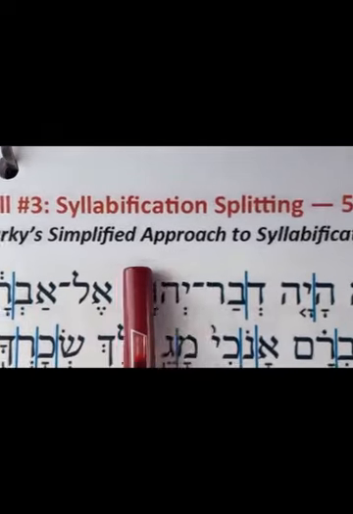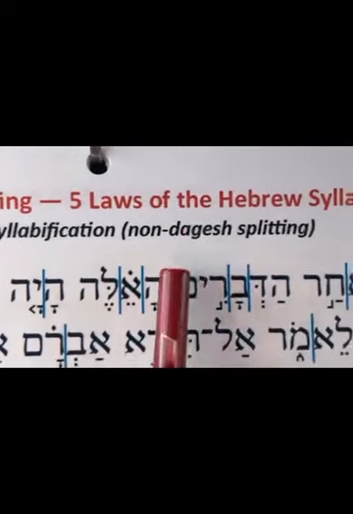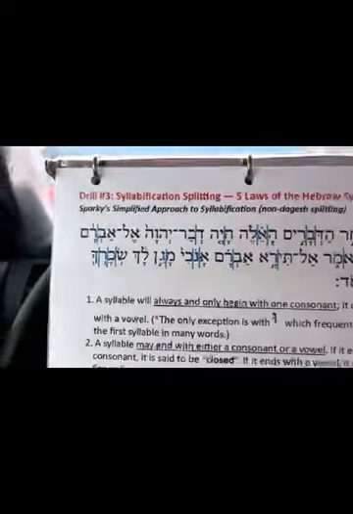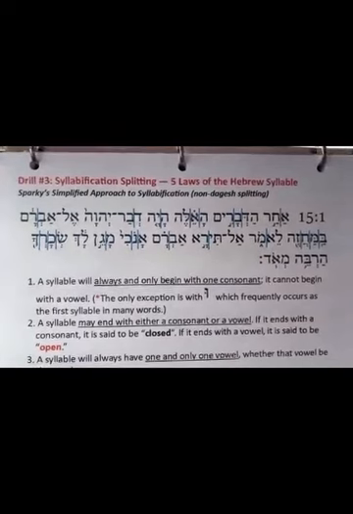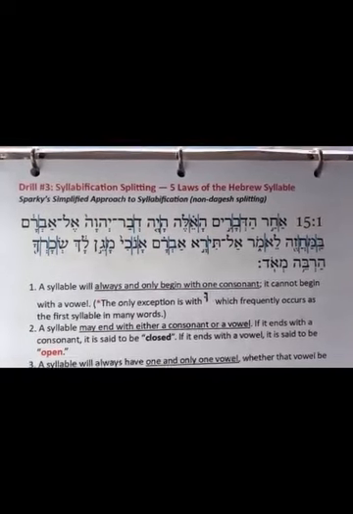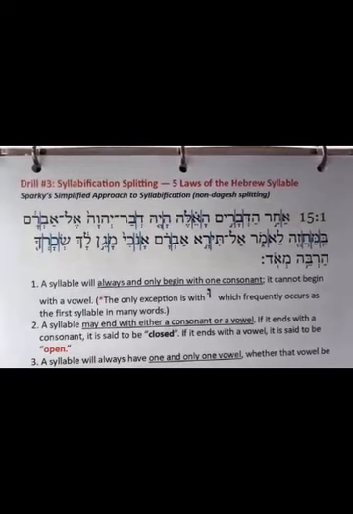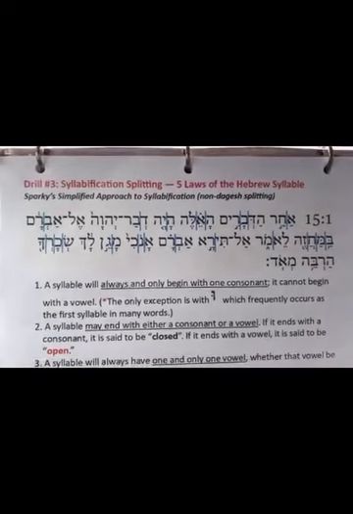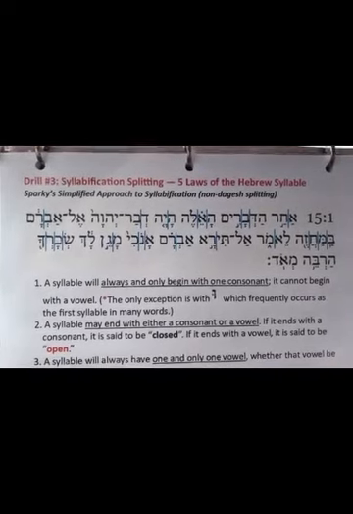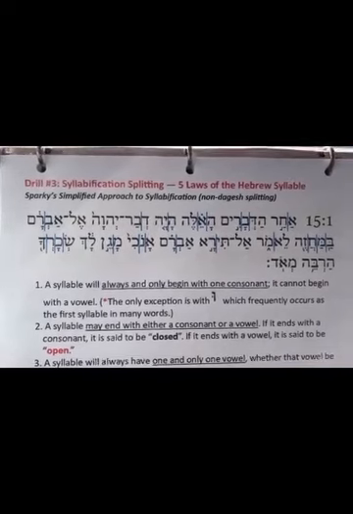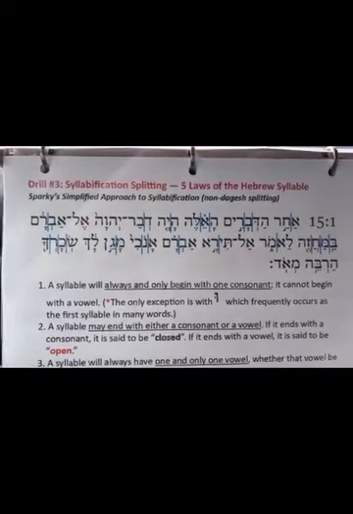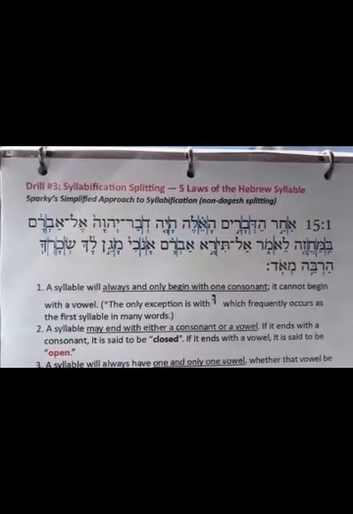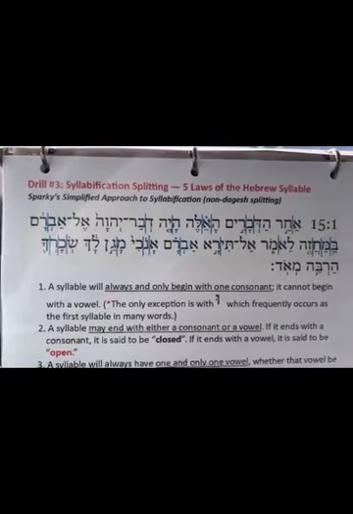All right, got to jump into the actual lesson here. I am calling this Sparky's simplified approach to syllabification, non-dagesh splitting. It can be very confusing to new Hebrew students to explain syllabification because the dagesh can really cause things to get complicated. Dagesh is a little dot that appears in the belly of some of the letters. For some letters, it can in fact double the letter. Even though you're looking at a single letter, it's really a letter superimposed over another letter. That's really confusing because it messes with how things are divided up in terms of syllables.